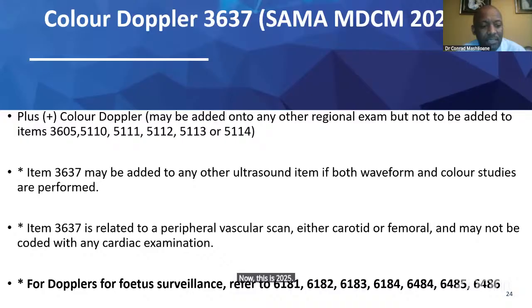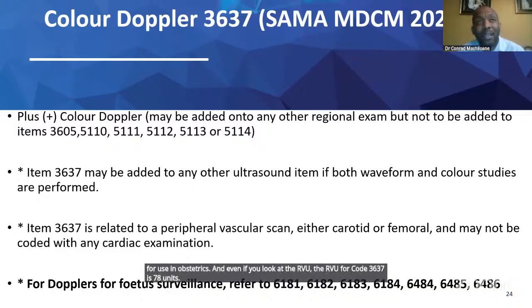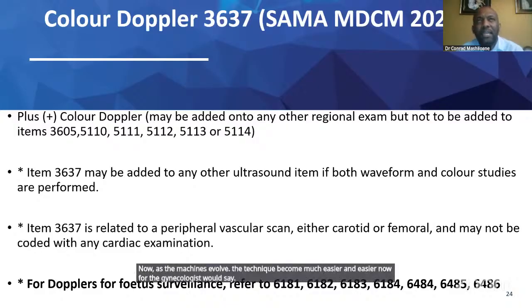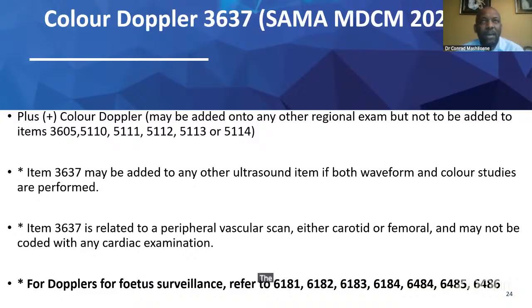The gynecologists decided now that fetal medicine has evolved, they want specific codes for obstetrics, and these radiology codes are no longer appropriate for use in obstetrics. And even if you look at the RVU for code 3637, it is 78 units. Now, as the machines evolve, the technique becomes easier and easier. The gynecologists would say, look, 78 RVUs is quite high for this type of procedure, because the ultrasounds are now becoming highly, the technology is improved.